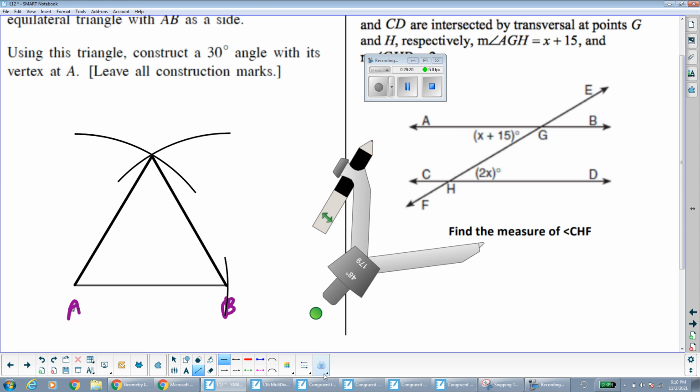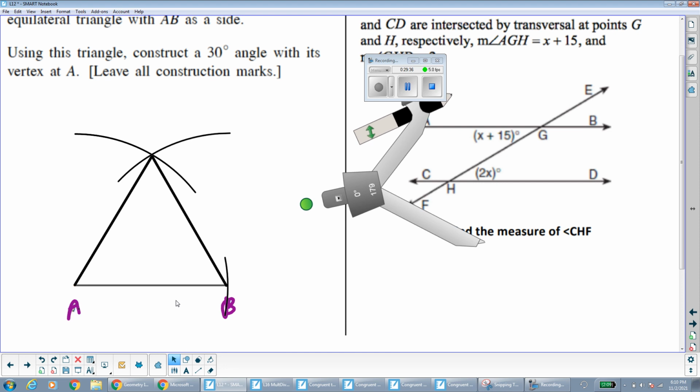And look at that. I have 3 equal sides of my triangle. So I have an equilateral triangle, and all the sides are the same length as AB. So we did part A. We constructed our equilateral triangle. So all we have to do now is part B, which is constructing a 30-degree angle.